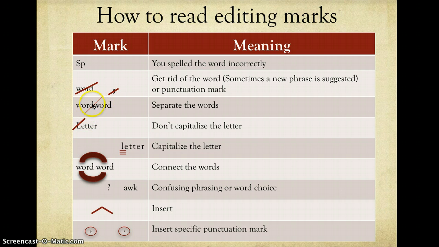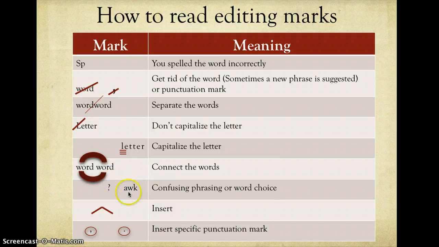Sometimes that line comes in between two words. That just means put a space between those two words. And sometimes the line just goes over a letter, like this. That means that letter should not be capitalized. When you see three lines underneath a letter, that means the opposite. Capitalize the letter. Sometimes you'll see two words that you've spaced out connected by semicircles. That means those two words should be joined as one. Other times you'll see either a question mark or AWK on top of a word or phrase. That means you need to go back and proofread because you're using confusing phrasing or word choice.